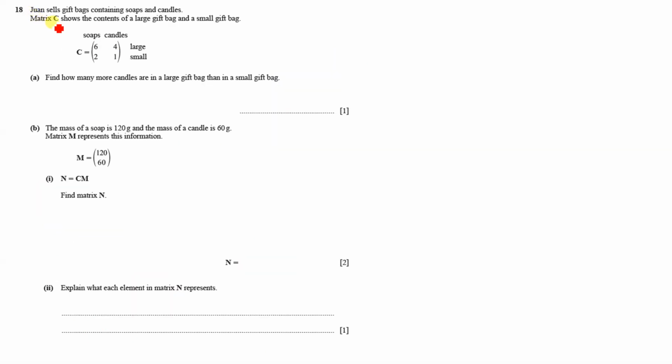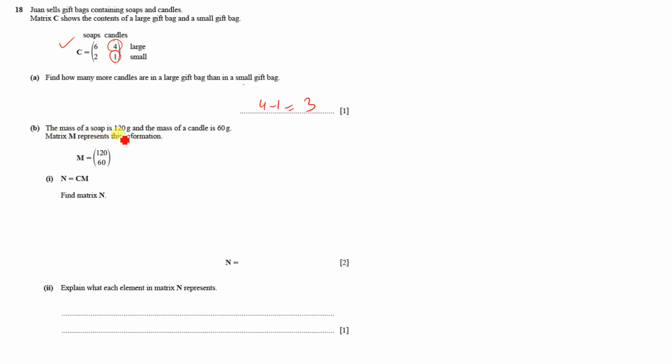Question number 18. John makes gift bags containing soaps and candles. Matrix C shows the contents of a large gift bag and a small gift bag. This is matrix C, that is a large bag contains 6 soaps and 4 candles, whereas a small bag contains 2 soaps and 1 candle. Find how many more candles are in a large gift bag than in a small bag. So a small bag contains 1 candle and a large 4, so 3. 4 minus 1 is equal to 3.